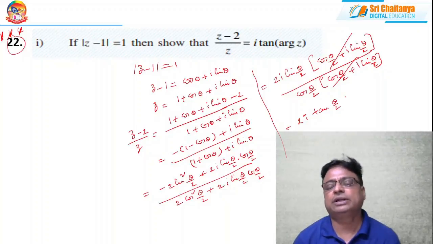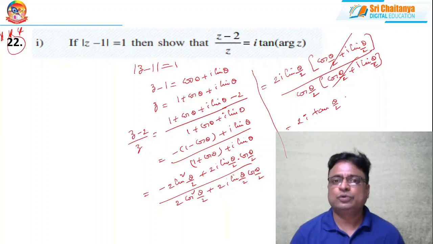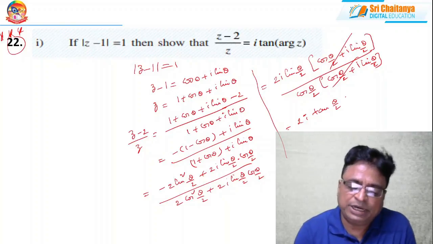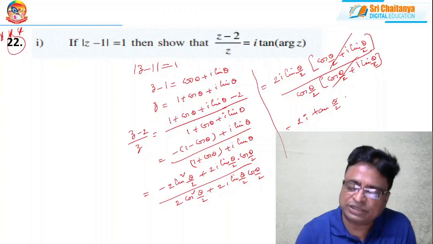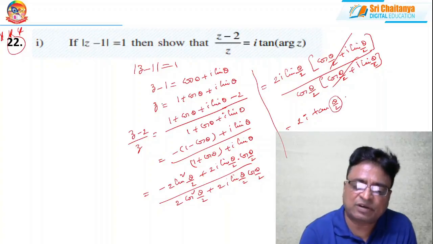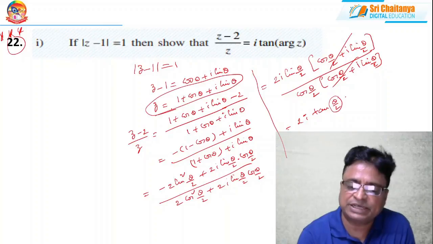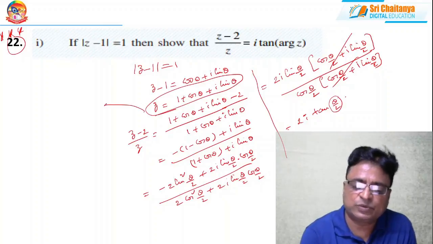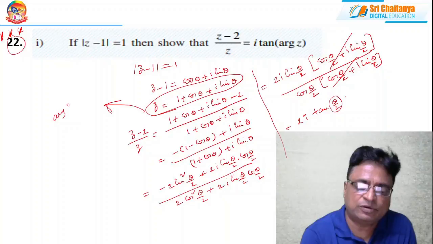2y = tan theta by 2. Enough. So another important point is that this theta by 2 is the argument of this complex number z. Don't forget this. So when z is equal to this one, argument of z is equal to what? Theta by 2.